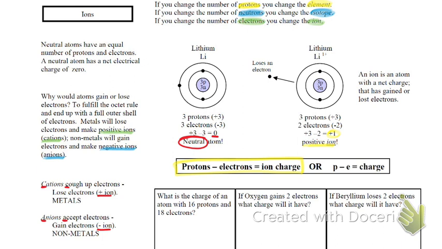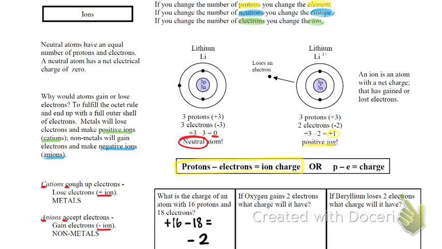Okay, so what is the charge of an atom with 16 protons and 18 electrons? So 16 is going to be what sign? Positive 16. Our 18 will have what sign? Negative. So what is this charge going to be? Negative 2. All right.